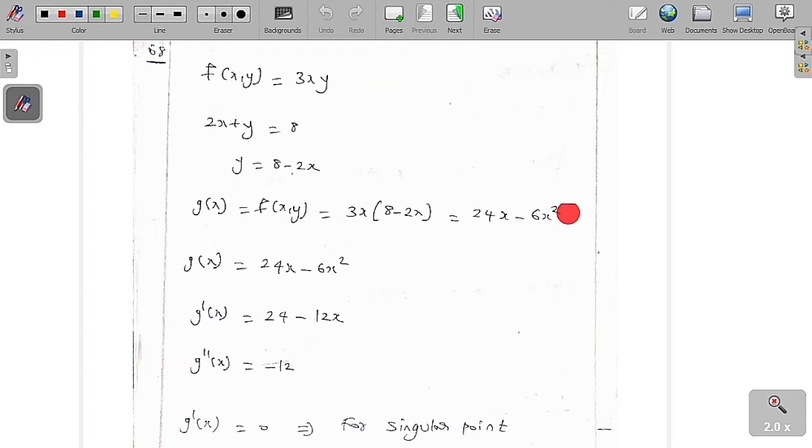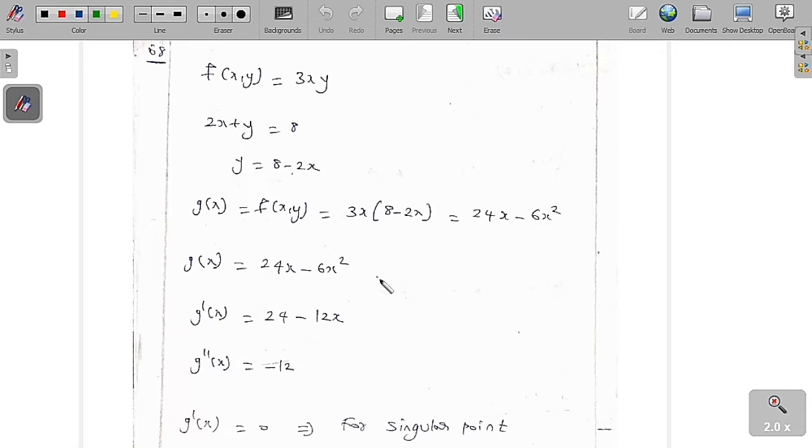As you can see clearly, it is a function of only one variable x. So I can write this whole thing as g of x. Since f of x y is a function of only one variable x, I can write this as g of x also. So this is the new function g of x, which is 24x minus 6x squared.